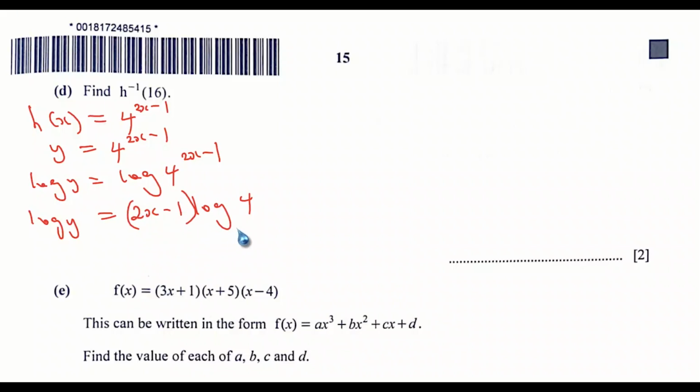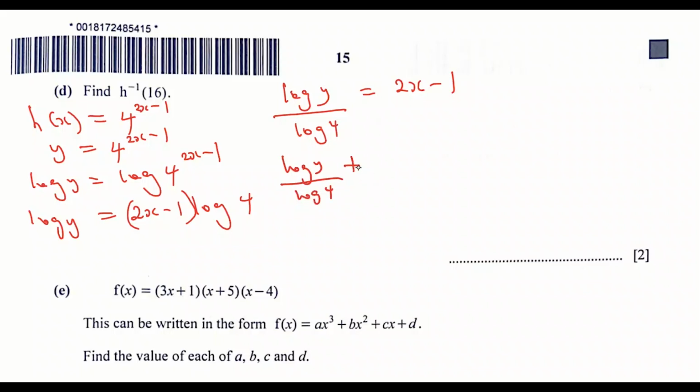So let's divide both sides by log 4. So if you do that, we're going to have log y over log 4 equals 2x minus 1. Then we need to collect like terms. So let's send minus 1 to the left hand side. So we're going to have log y over log 4 plus 1 equals 2x.